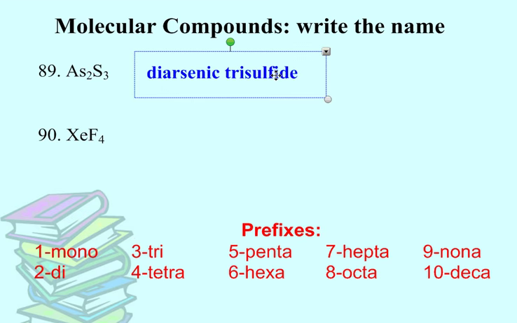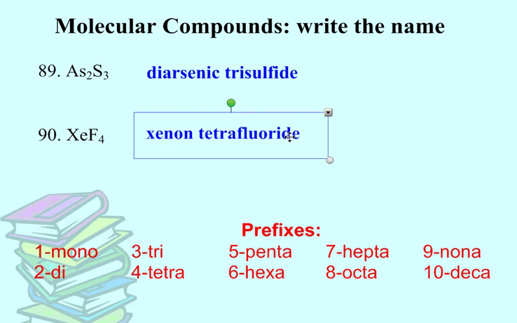For number 90, there's only 1 xenon, but there's 4 fluorines. Well, we change the ending of fluorine to "ide," and we add the prefix for 4, which is tetra. So it becomes xenon tetrafluoride. So molecular compounds are a lot simpler to name. Just remember to use the prefixes.